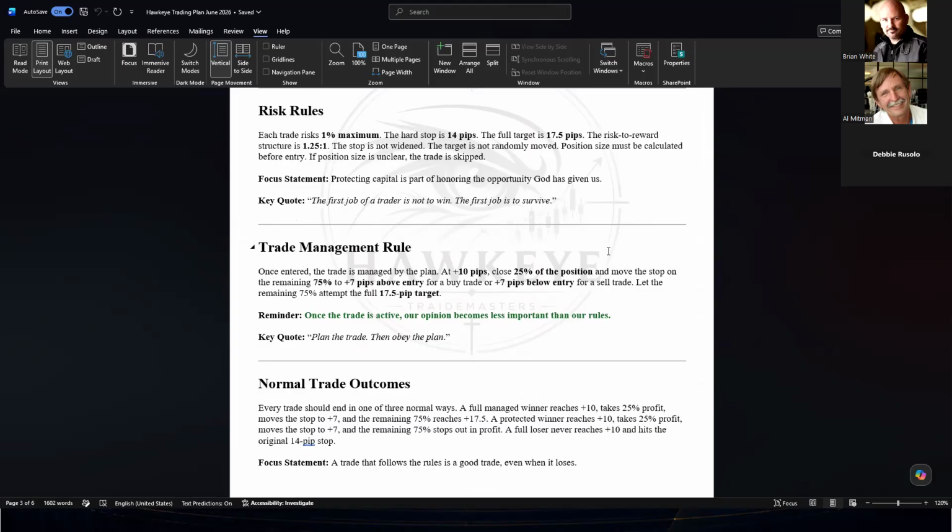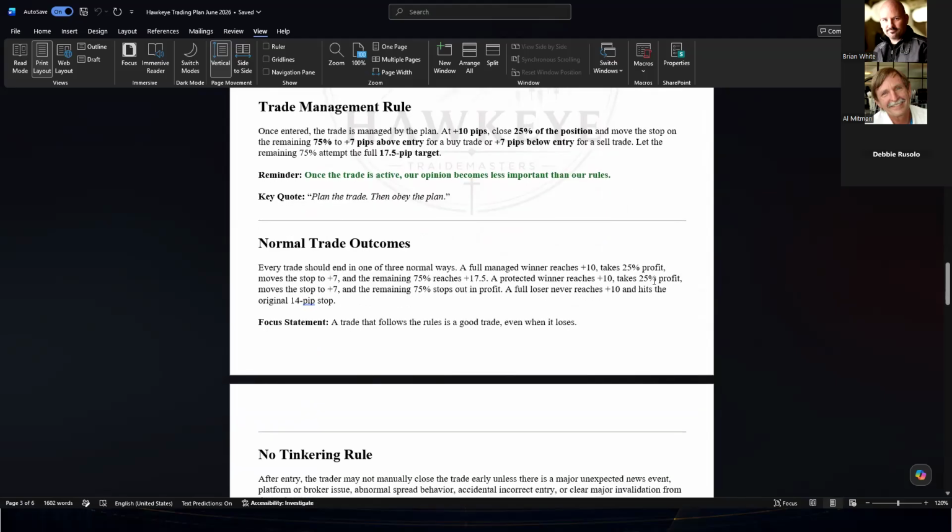Risk to reward structure is always going to be 1.25 to 1 until we have 100 trades under our belt and we can find that maybe there's a little higher we can go. We don't know yet. So the target is not randomly going to be moved. Position size has to be calculated prior to entry. If the position size is unclear, then we just skip the trade. That's a key rule. So protecting capital is the best part of things. You have to be able to protect that capital. Our first job is not to win. Our first job is actually to survive to trade tomorrow.